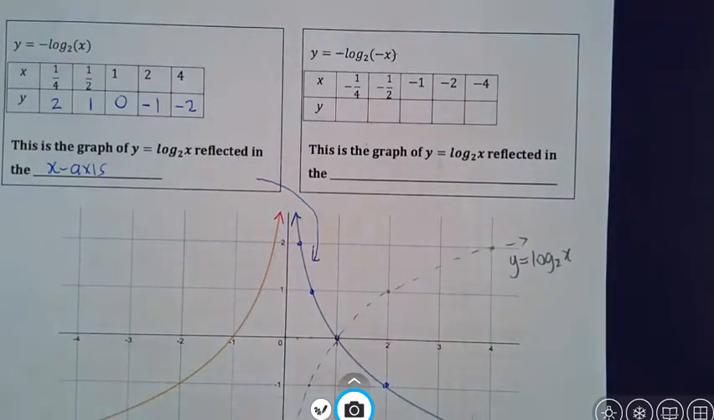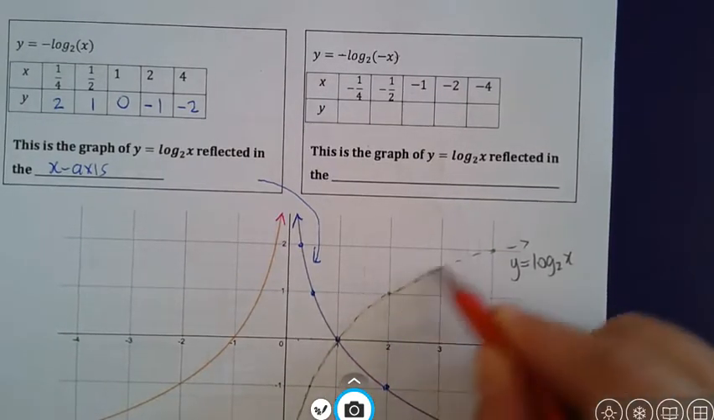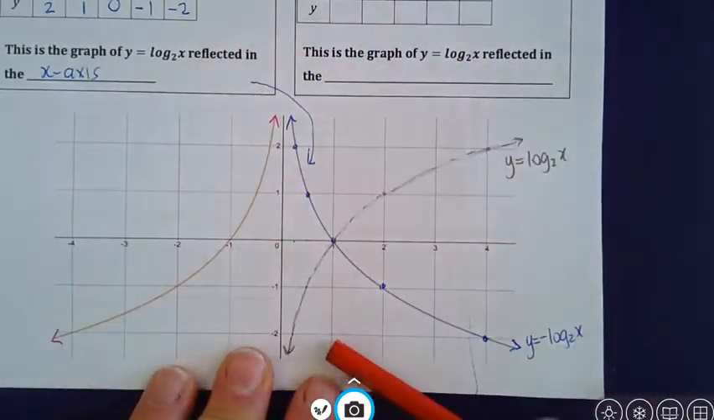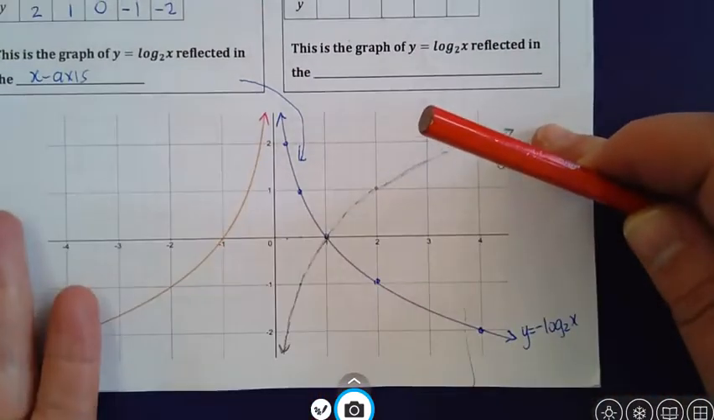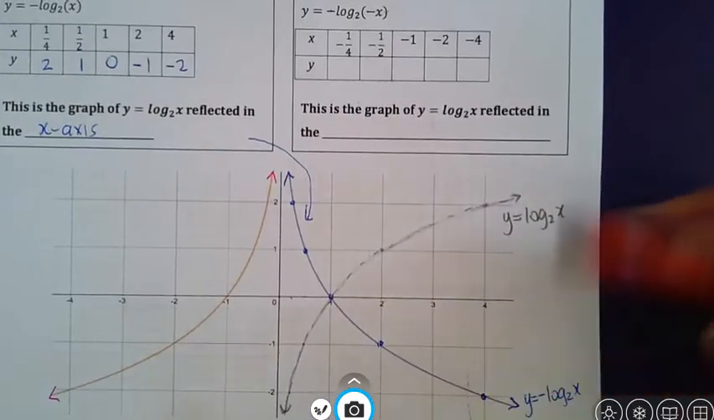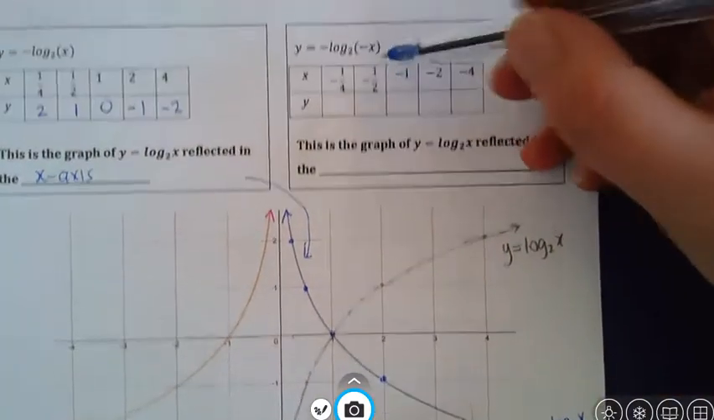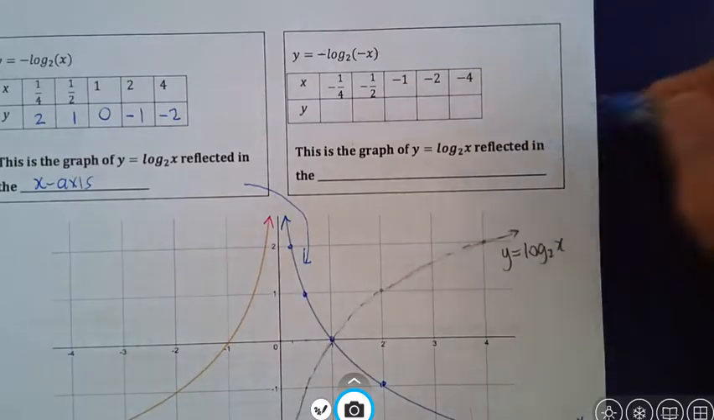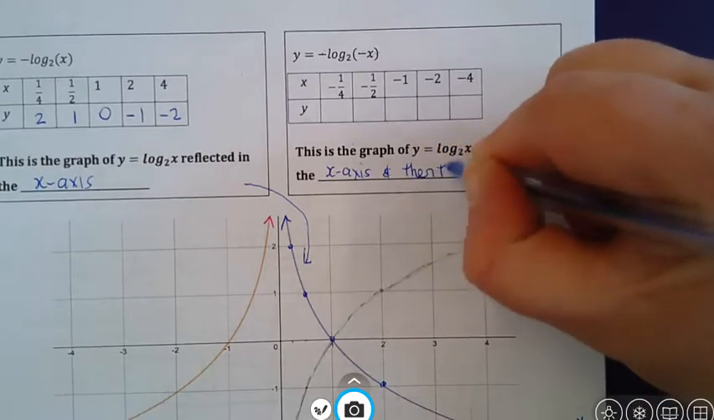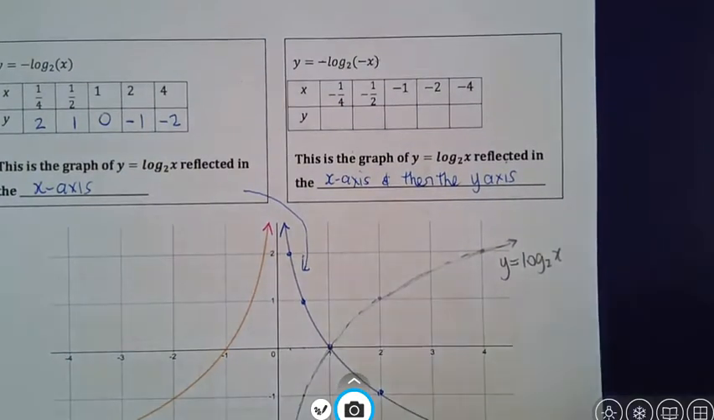So if the original curve is the pencil curve, y equals log to the base 2 of x, if you flip that downwards, which we've got here, and then flip it sideways, you've got the orange curve. Okay? You got that? So this graph here is the graph of y equals log to the base 2 of x reflected in the x-axis and then the y-axis. And it doesn't matter if you do y first and then x, or x first and then y.